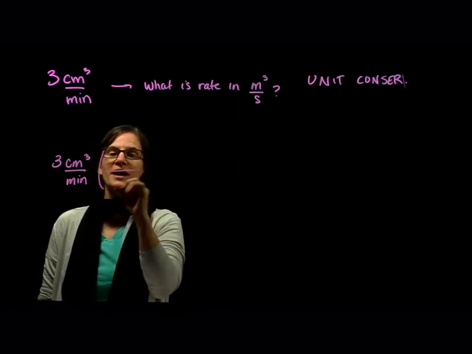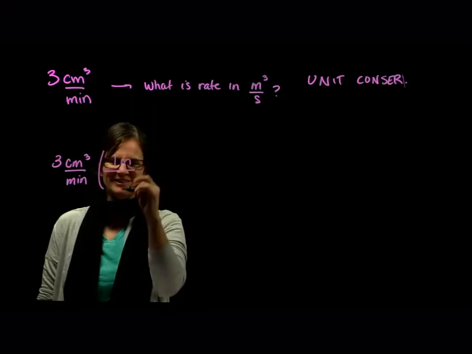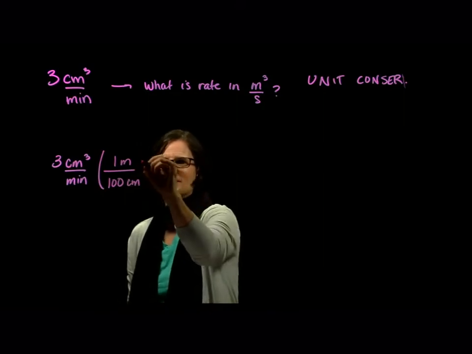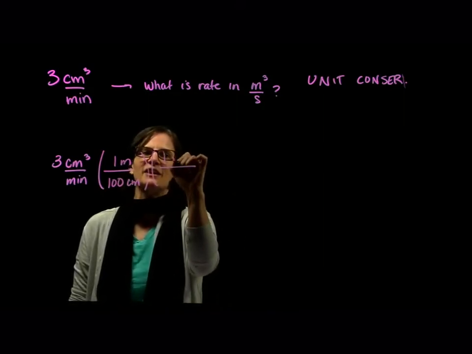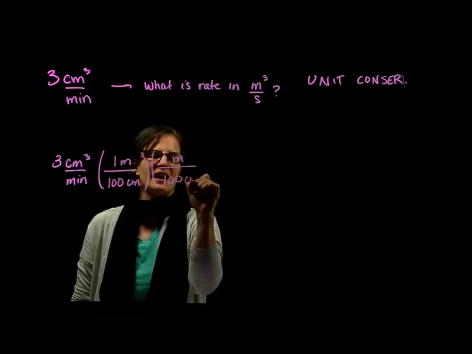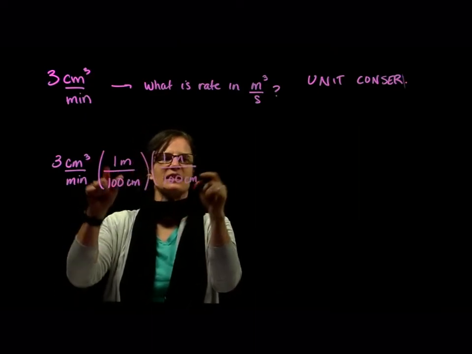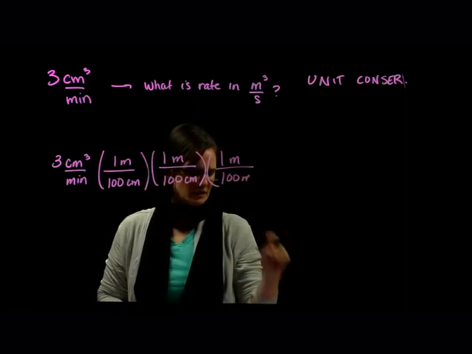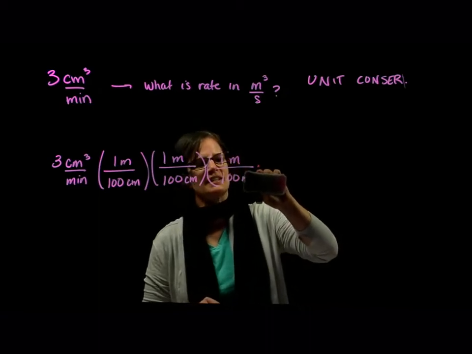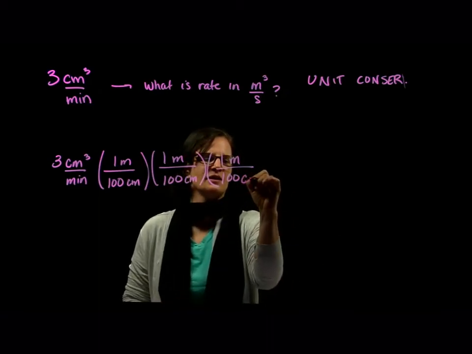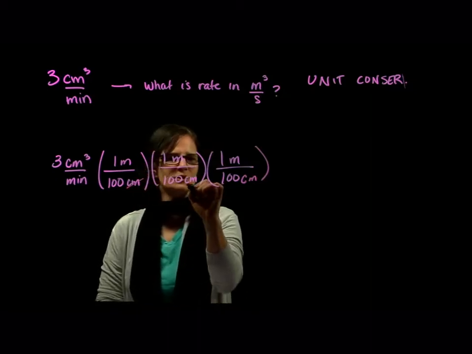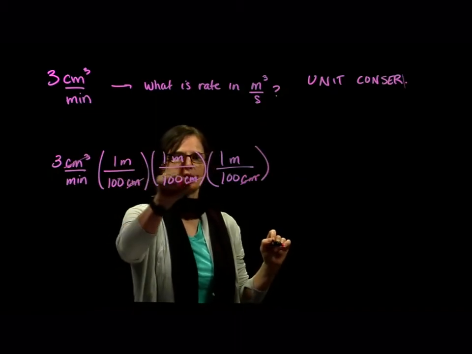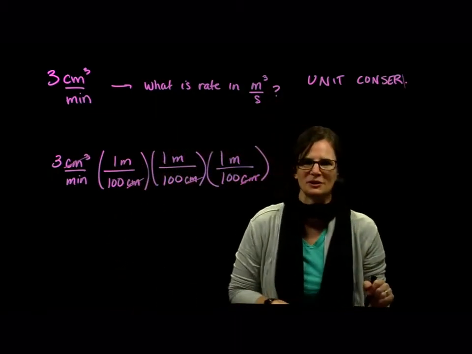So I know that in 1 meter, I have 100 centimeters. Well, that takes care of one of my centimeters. I need to take care of all 3. In 1 meter, I have 100 centimeters. That takes care of 2. And in 1 meter, I have 100 centimeters. So that takes care of my 1, 2, 3 centimeters. And I'll end with meter, meter, meter. So I'll end with my meter cubed.